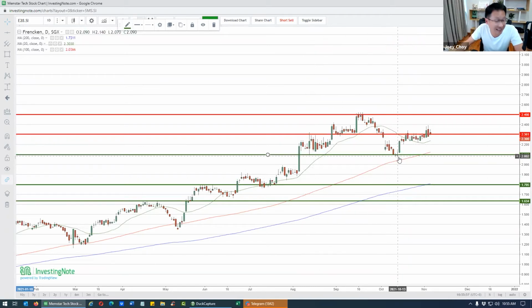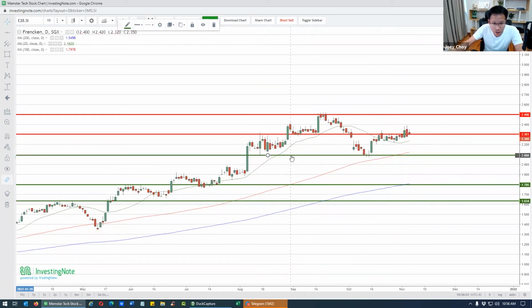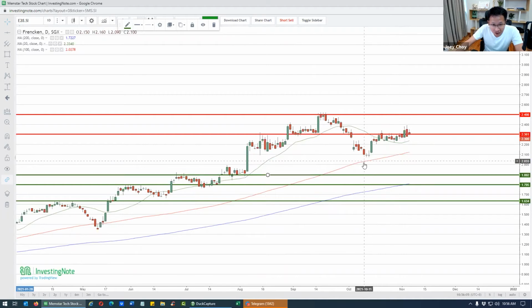You went to somewhere here, all right? So that is a good sign whereby this support that has held in August is pretty much holding, all right? And it's also where the red line is. Look at this, right? The red line is the 100 days moving average. So that's a good sign.